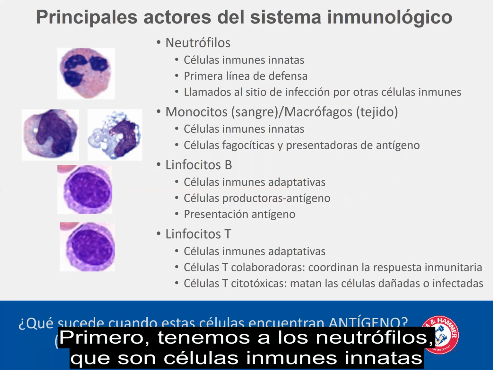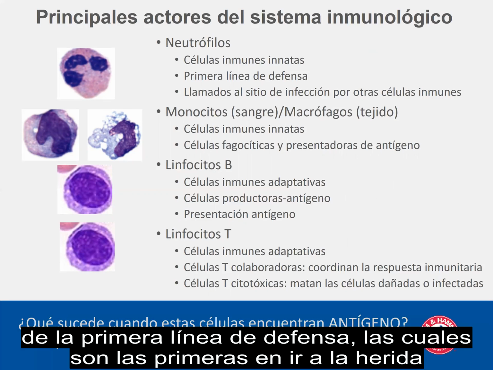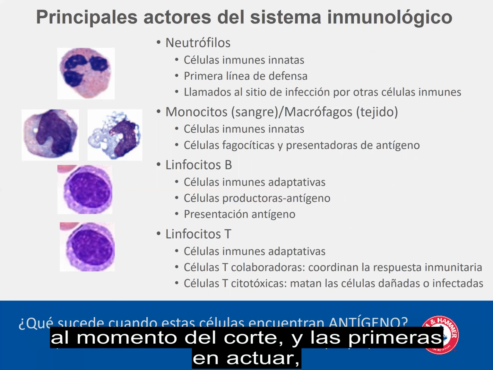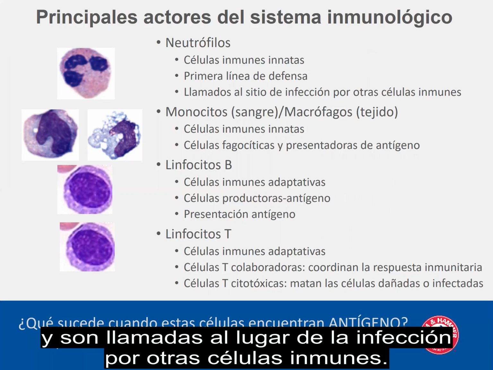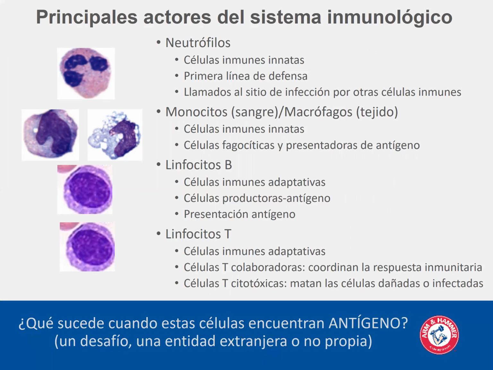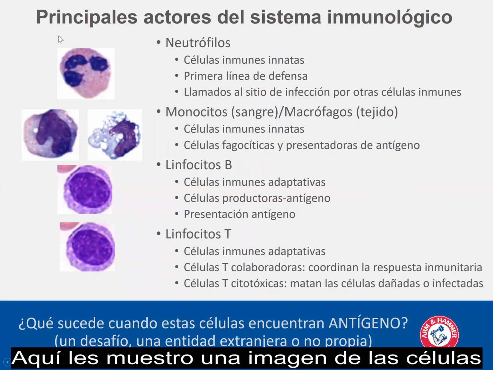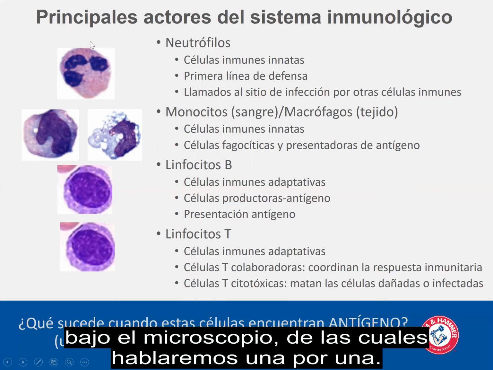And the first one is the neutrophils. And these are innate immune cells. They're the first line of defense. They're the first cells that are going to be going into that cut. When you get that cut on your skin, they're the first cells that arrive there. And they're called to the site of infection by other immune cells. And I've given you a picture of each one of the cells we're going to talk about, a picture of it under the microscope.